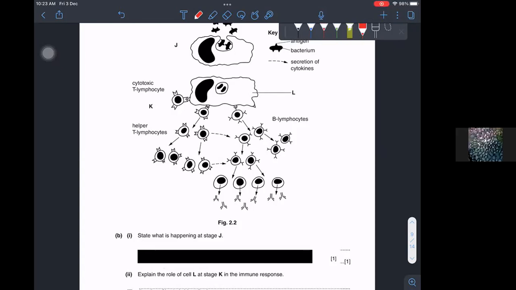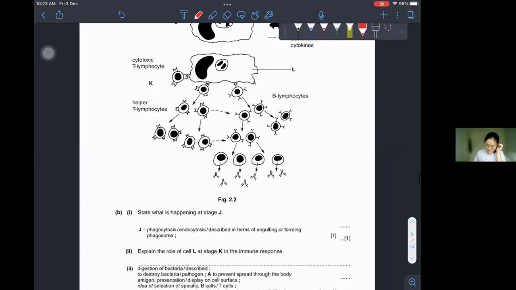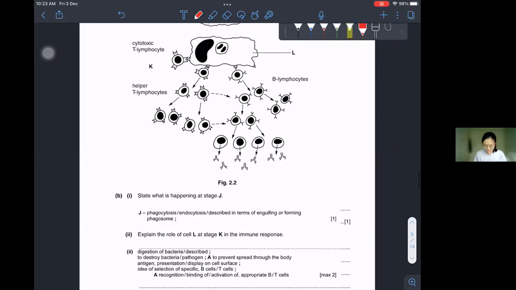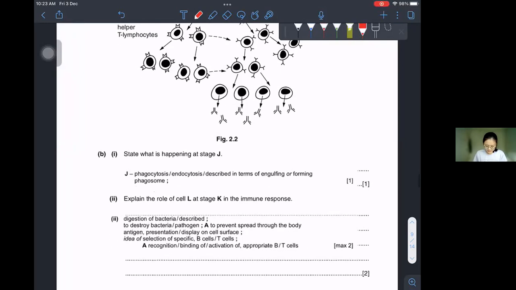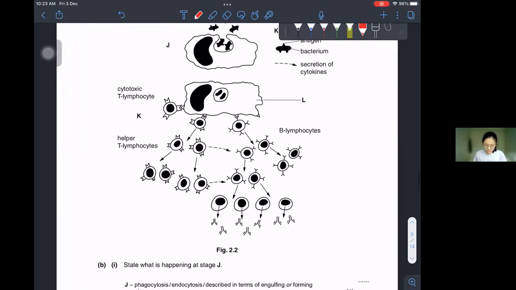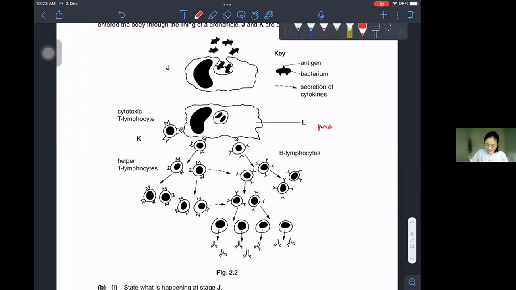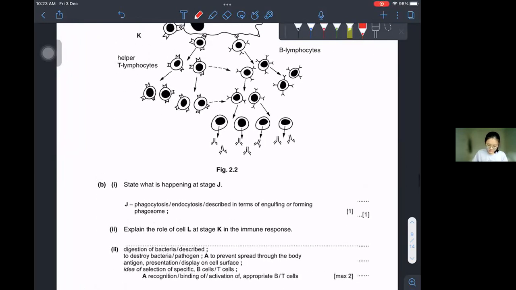Is J phagocytosis? Yes, you're right. So J is phagocytosis, endocytosis, or you can describe it in terms of engulfing or forming a phagosome. And then explain the role of cell L at stage K in the immune response. So cell L is a macrophage, and the response at K is antigen presenting.